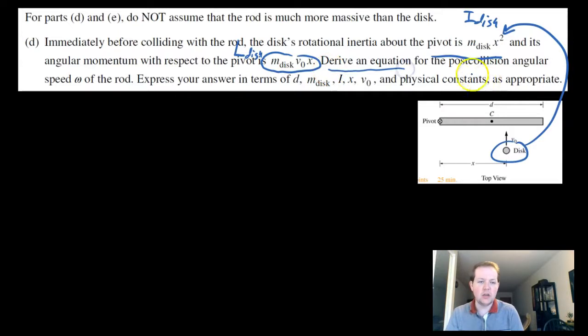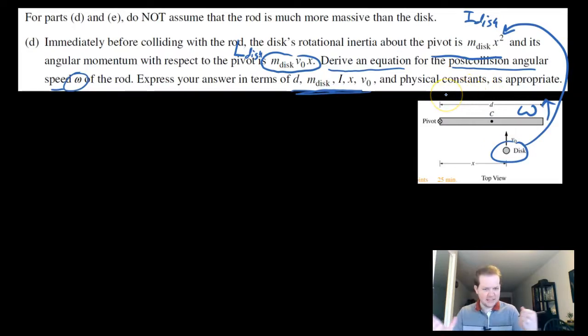Derive an equation for the post-collision angular speed omega. So we still want this omega. Now derive, meaning come up with, use math, come up with an equation for the post-collision angular momentum of the rod. Express your answers, okay, so no numbers, we're just doing algebra and physical constants.